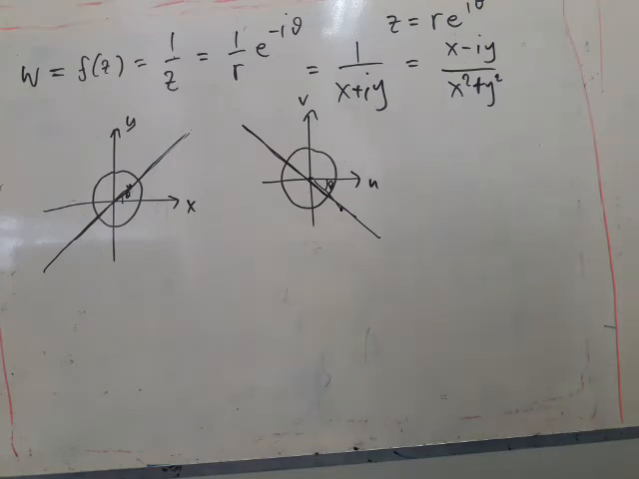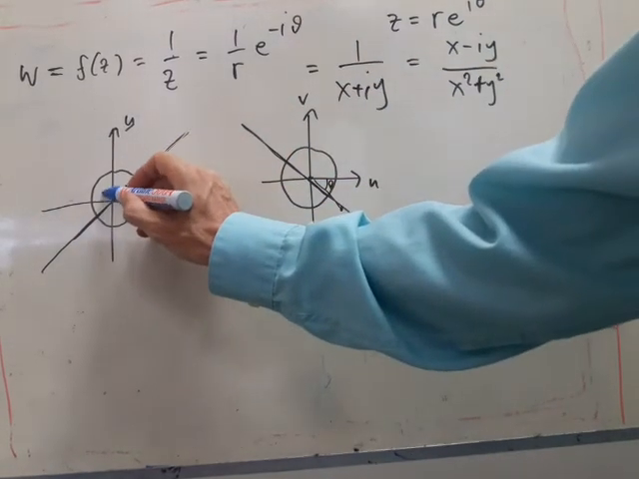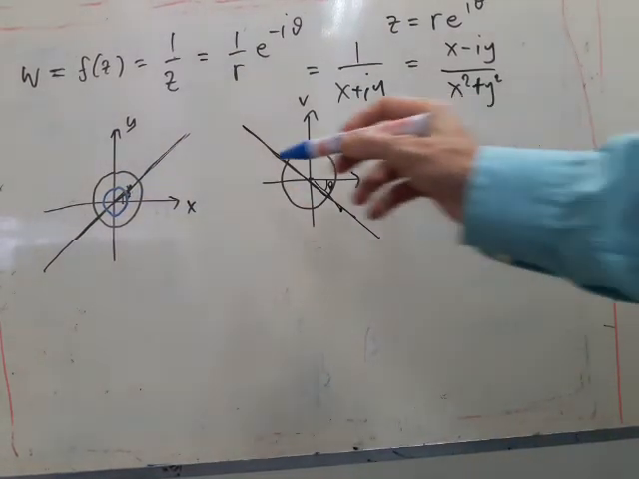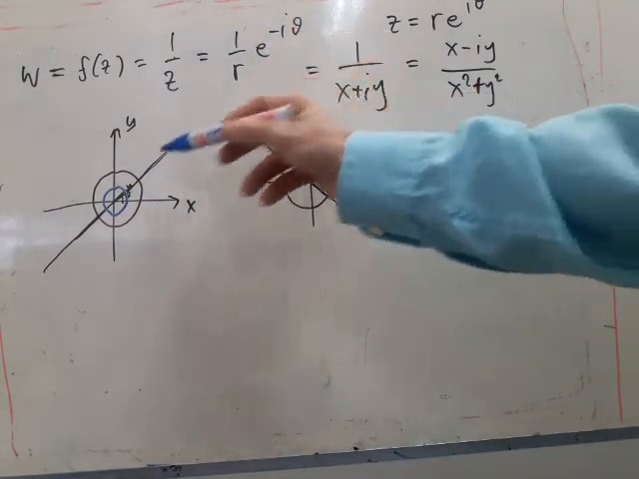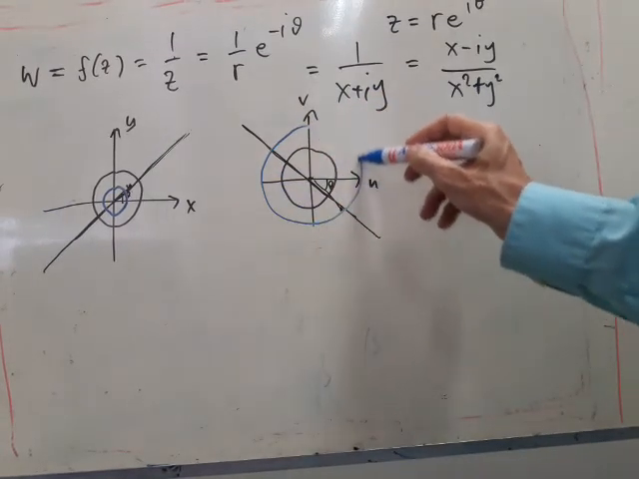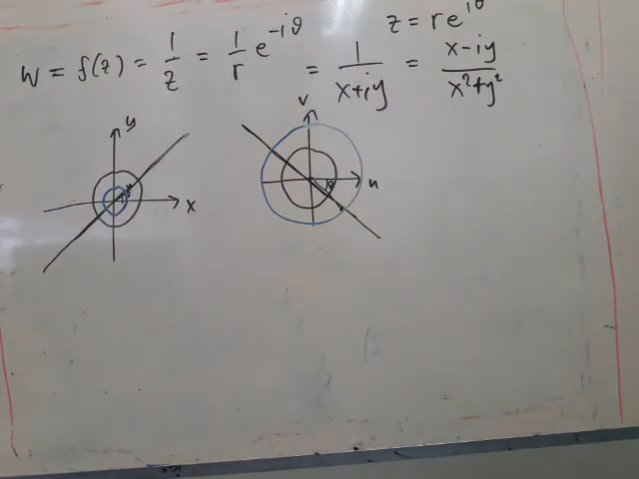Well, circles are even easier. If we've got a circle of radius less than 1, then this is just going to get mapped to a circle of radius 1 over r outside the unit circle.